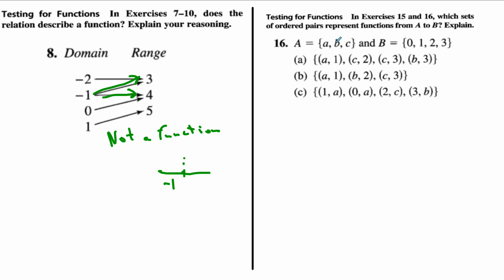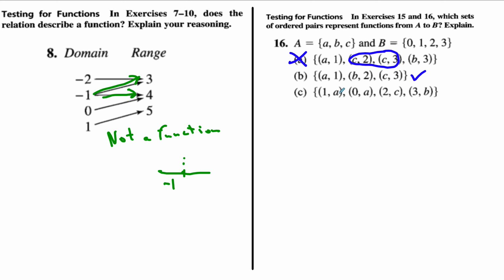Which sets of ordered pairs from A and B represent a function from A to B? So for instance, A mapping to 1 is fine, C mapping to 2 is fine, C cannot map to 3, meaning it's mapping to two different things. So this is not a function. A to 1, B to 2, C to 3. Turns out that is a function.